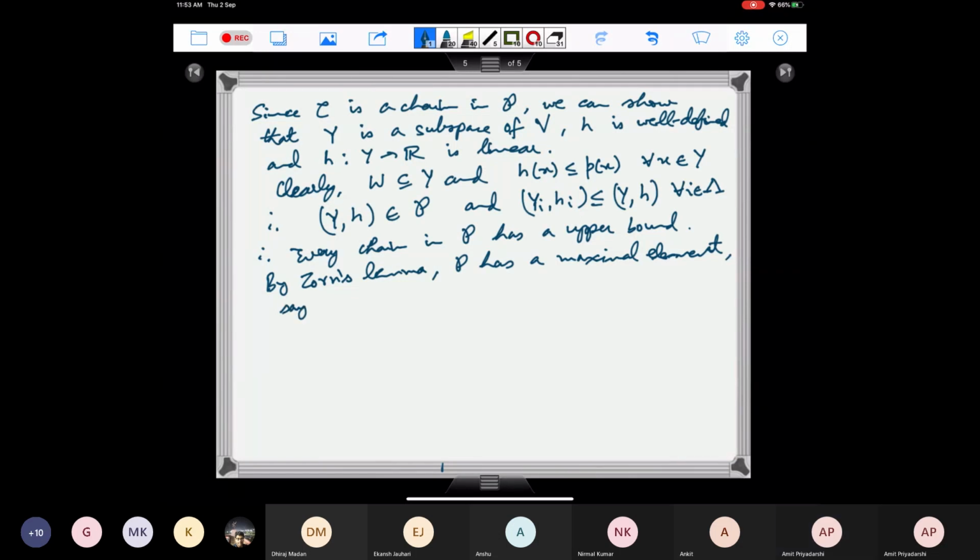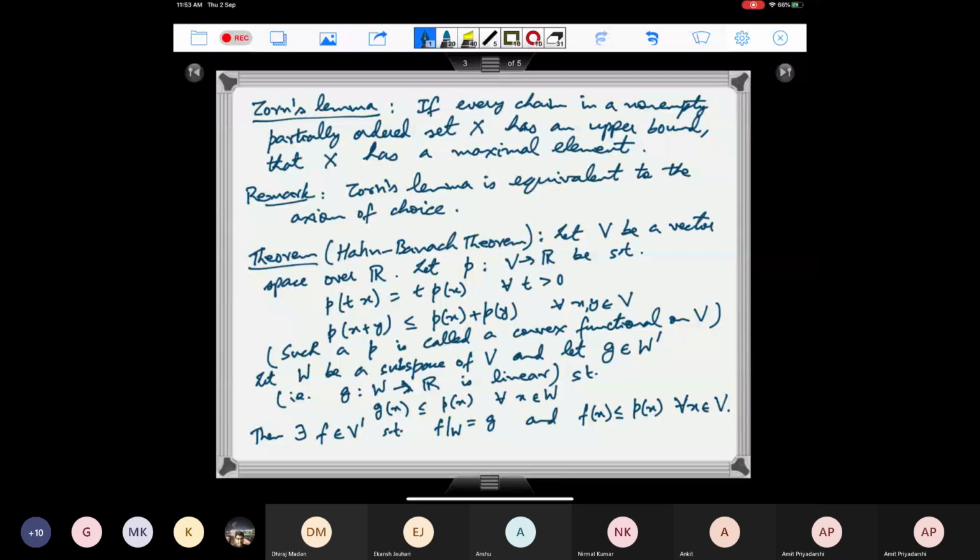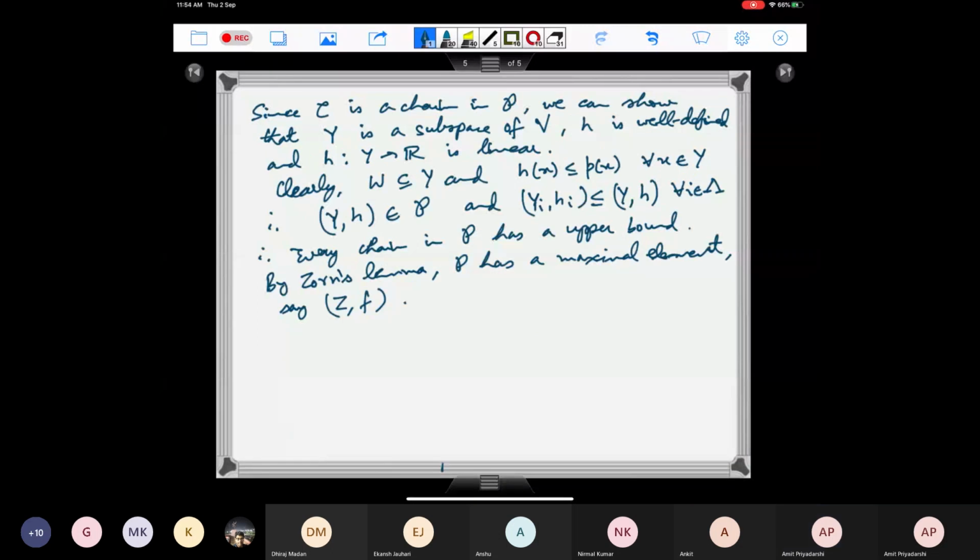Let's call it Z comma F. So we get a maximal element, but in this Hahn-Banach theorem, we want a linear functional defined on the whole vector space V, and this F should be dominated by P. So we want to show that this maximal element Z comma F has Z equal to V. So this is step 2.